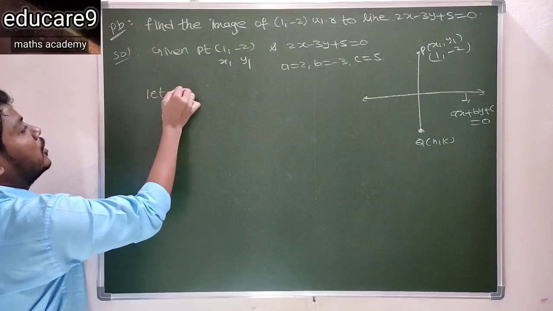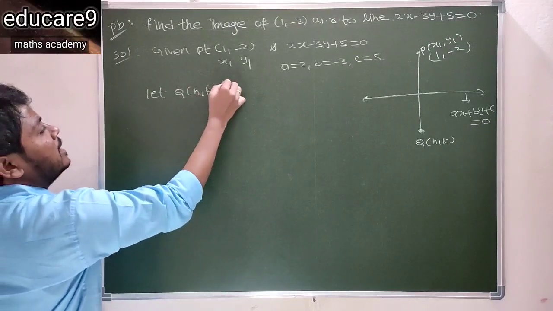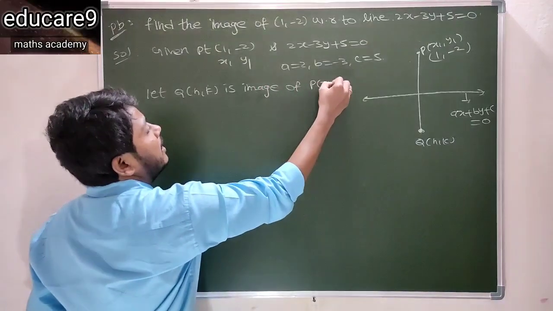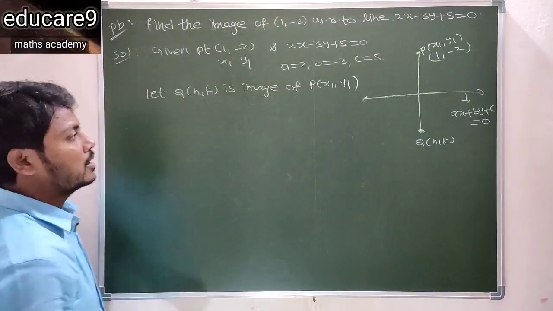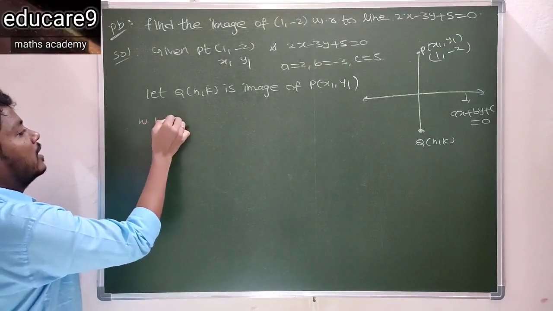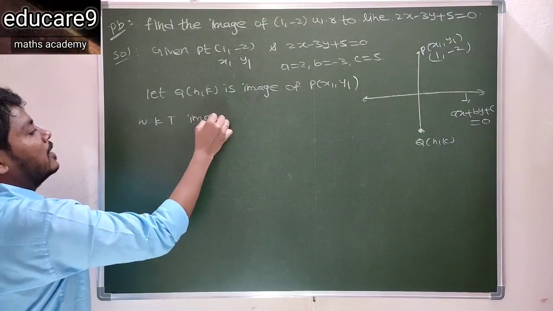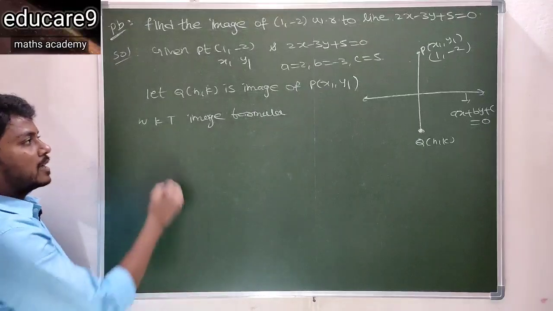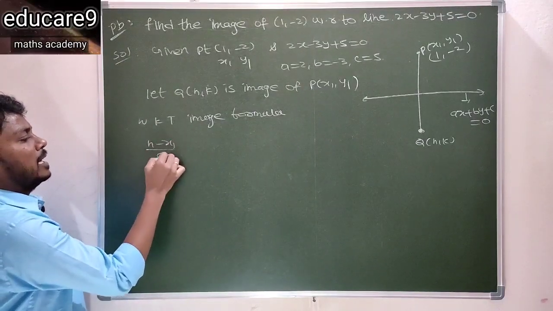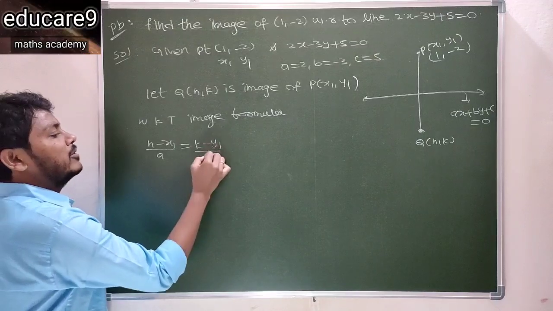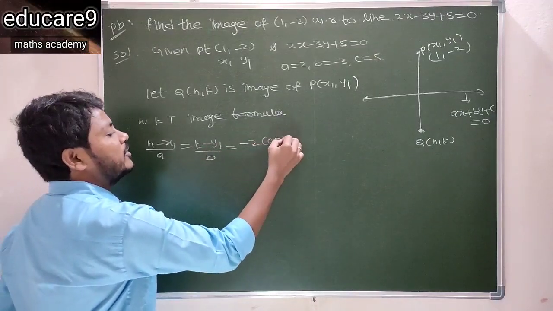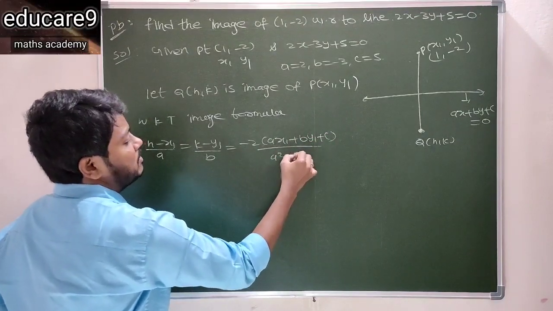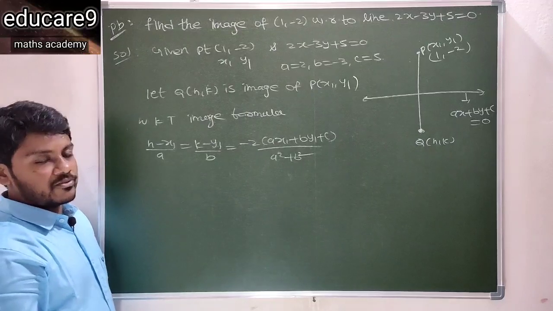So let Q (h, k) be the image of P (x1, y1). Okay. So you know the image formula. So what is that? (h minus x1)/a equals (k minus y1)/b equals minus 2 times (ax1 plus by1 plus c) by (a square plus b square). So this is the image formula.